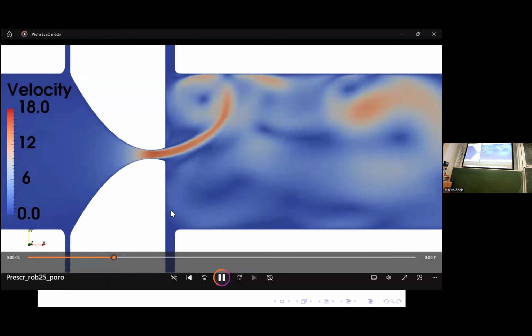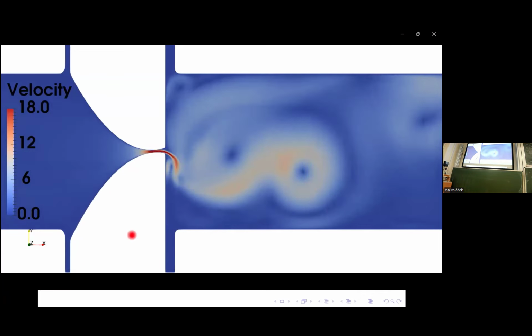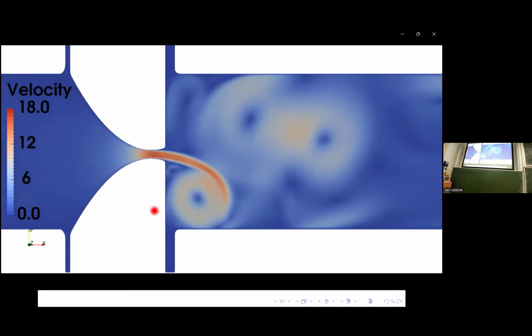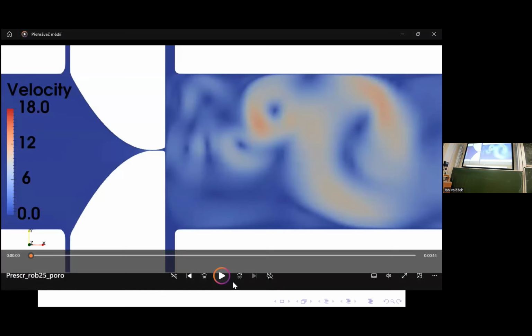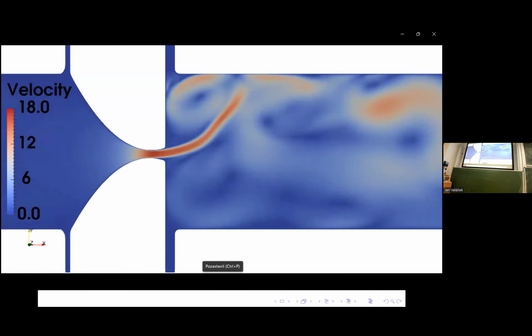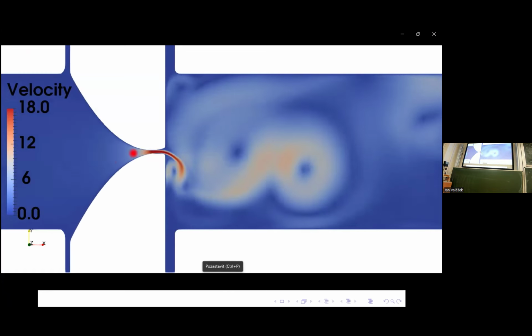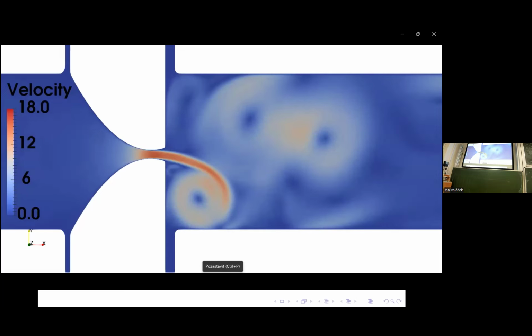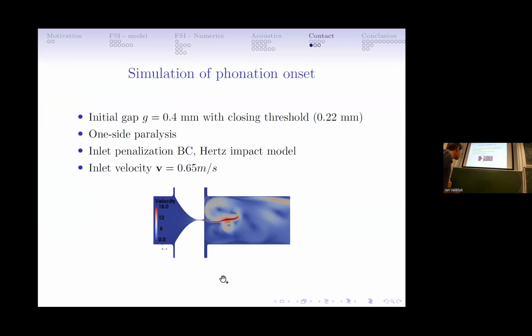So in this situation, we keep the top vocal fold static and just apply some prescribed motion on the bottom one. You can see that at a certain point the minimal gap threshold applies, and the channel remains open. However, in this situation there is no flow through this channel. So this is our new approach to this contact problem, and it seems to work quite well.